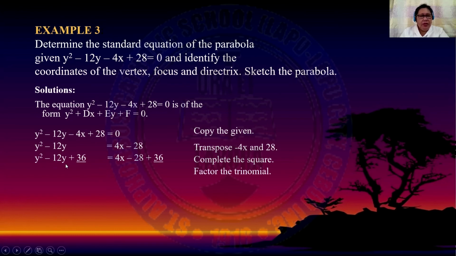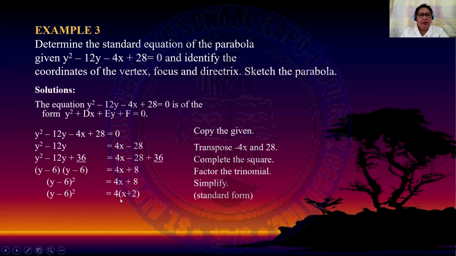And factor the trinomial. So what we have is the binomial y minus 6 squared. And combine negative 28 and 36. So what we have is 8. And simplify. This can be converted into (y minus 6) squared is equal to 4x plus 8. And we have now the standard form.